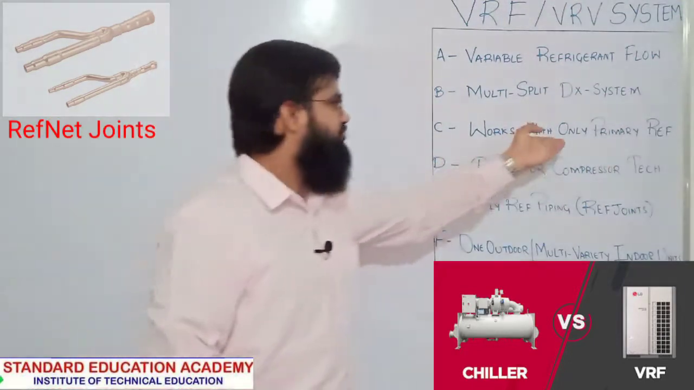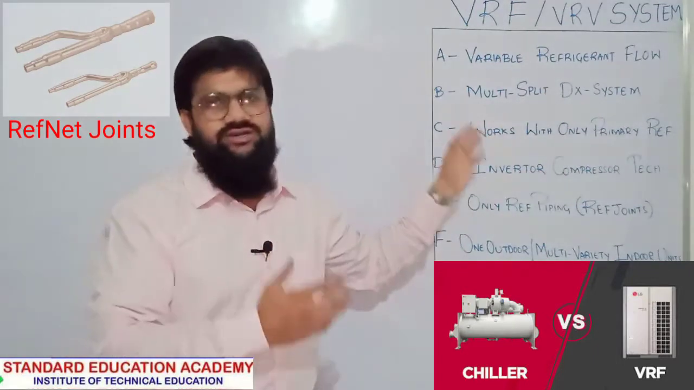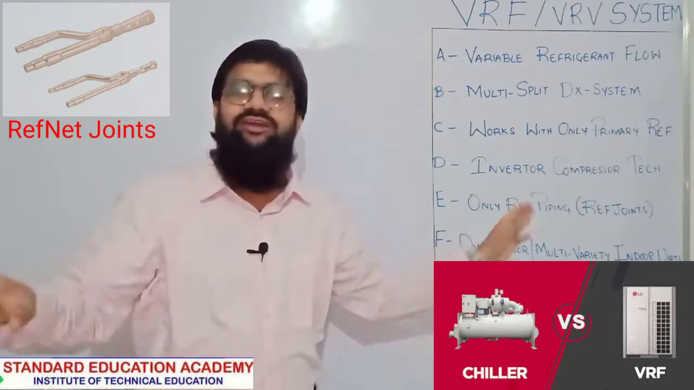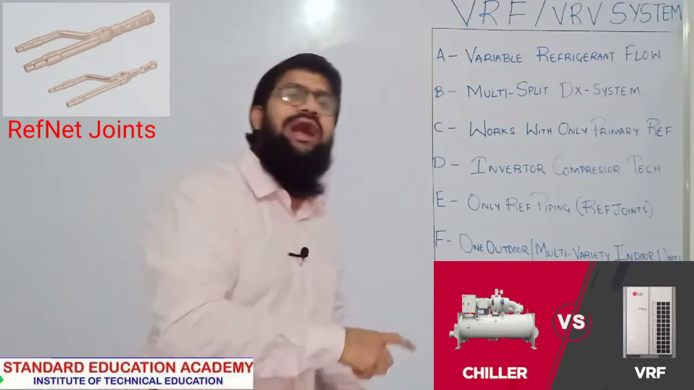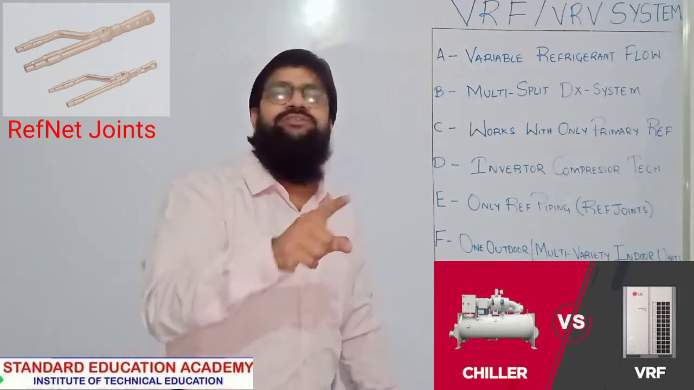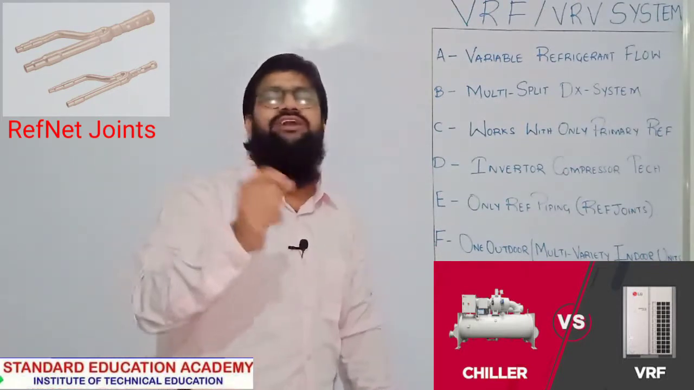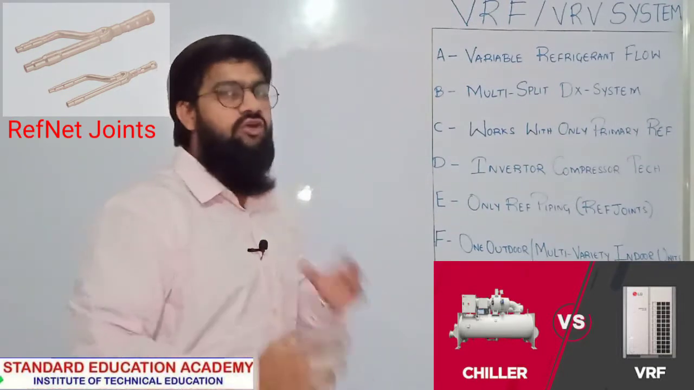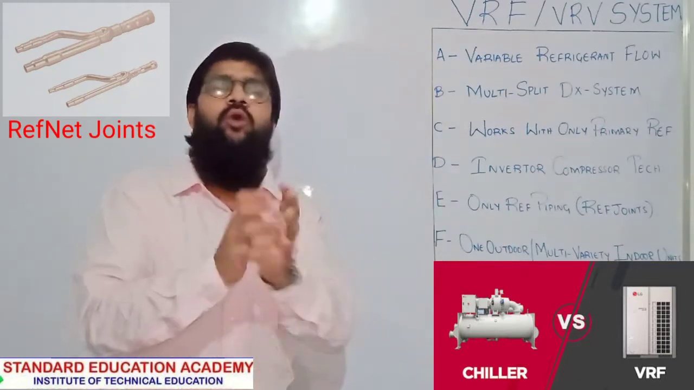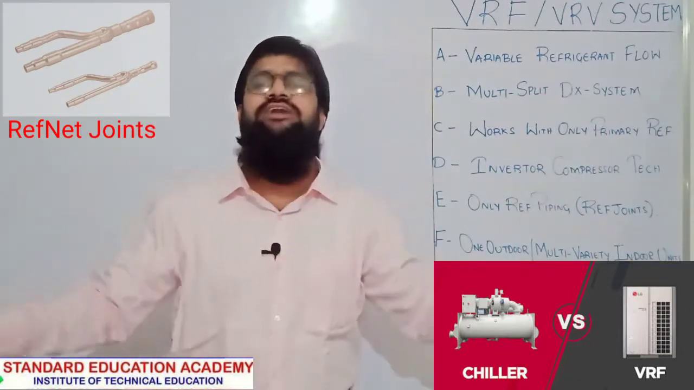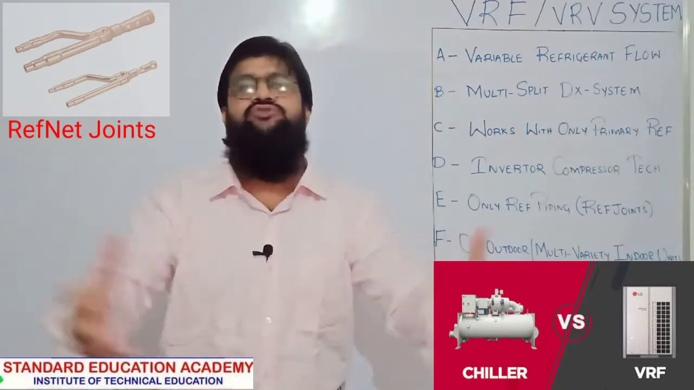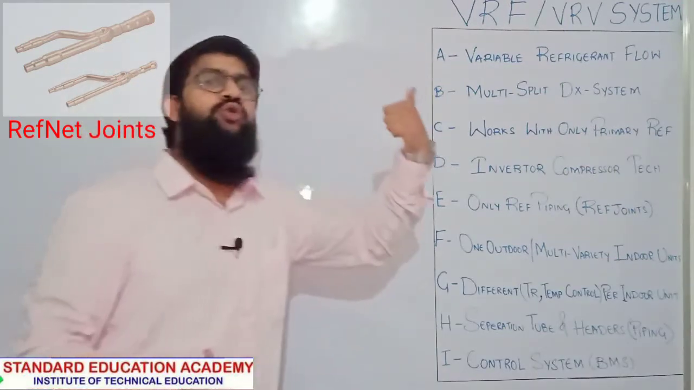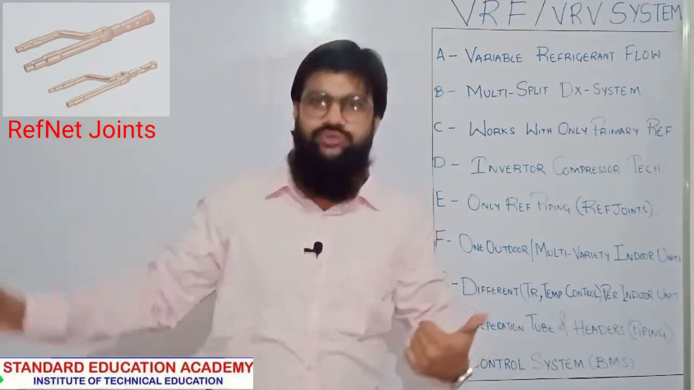Next, works with only one primary refrigerant. Just now I told you our VRF VRV system works with only the primary refrigerant; there is no secondary refrigerant. The primary refrigerant from the outdoor unit to all the indoor units will be circulated with the refnet joints. What is refnet? Nothing but your copper pipe connections. So only primary refrigerant will flow from your outdoor unit to all the multiple indoor units of different TR capacities and different types of IDUs. As per the requirement sent by the IDUs to the ODU, refrigerant will go to their individual units.